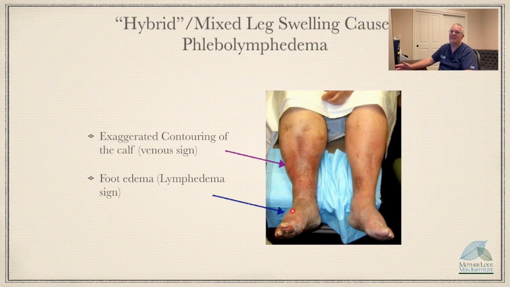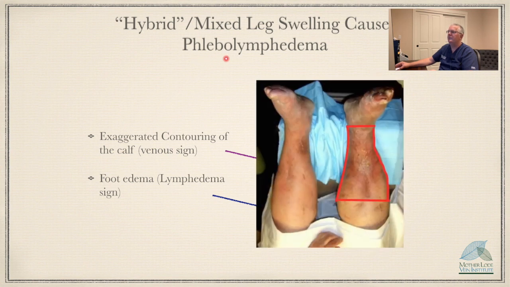Nonetheless, there's nothing to say that all these different causes of swelling occur in isolation. In fact, it's very, very common for there to be multiple causes or etiologies, and we call these hybrid causes, okay? So this would be a patient that has features of exaggerated contouring of the calf, and that would be suggestive of venous disease, like with the lipodermatosclerosis. But then you're also getting a little bit of a hint of a buffalo hump here. So this would be called phlebolymphedema. So this patient has both lymphedema and venous reflux.